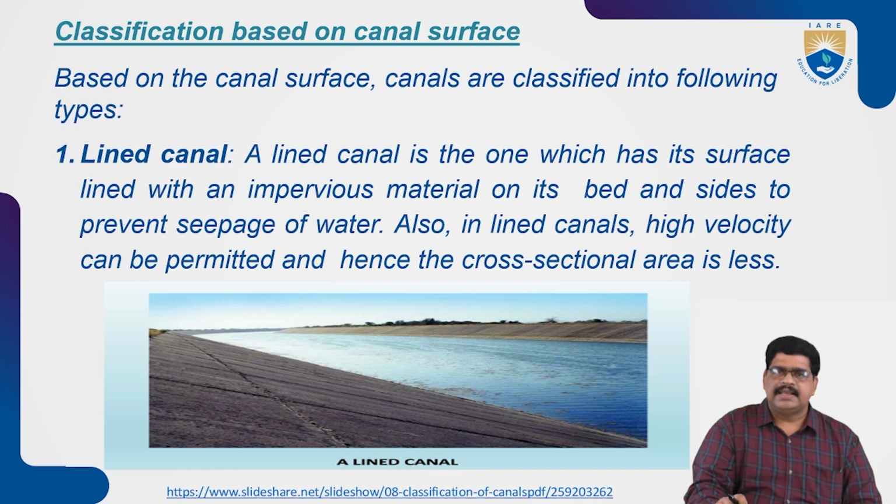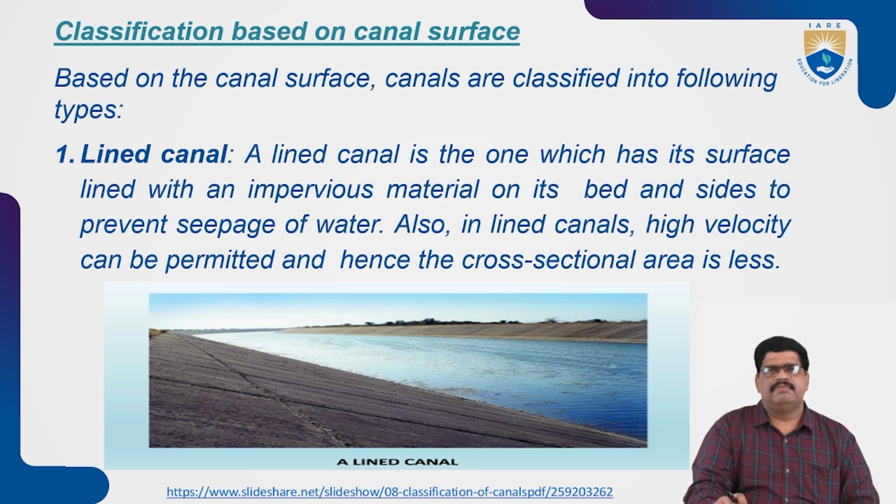First one is lined canal and second one is unlined canal. What is meant by lined canal and what is meant by unlined canal? A lined canal is one in which the surfaces of the banks can be lined with impervious materials, and the side slopes also prevent the seepage of the water. In lined canals, high velocity can be permitted, and hence the cross-sectional area is less, because the discharge will also increase.